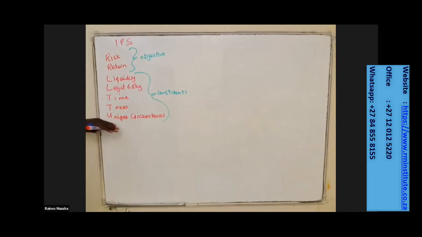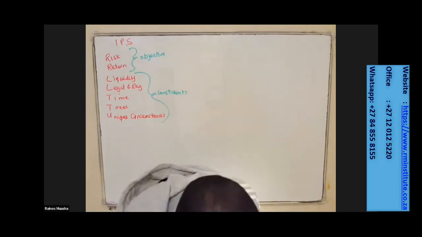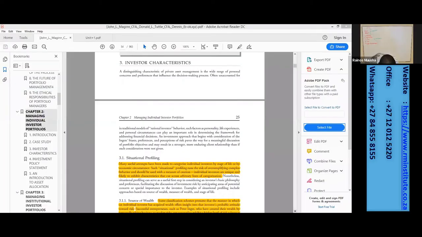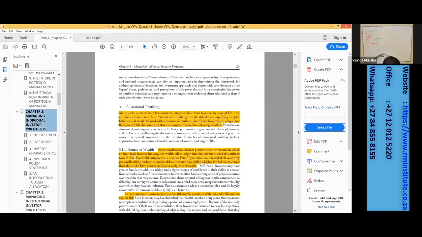But remember, in addressing these issues, we're not going to look in depth at how you would ideally analyze each of the family members, as a whole or as individuals, based on the case study. If you check in the study guide, in the textbook, under investor characteristics, section 3.1 looks at finding the investor characteristics through situational profiling.